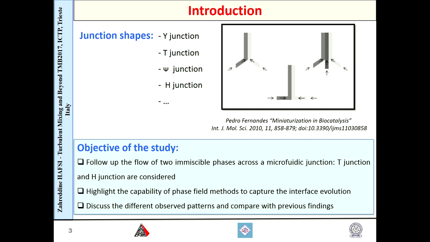The objective of this study is to follow the flow of two immiscible fluids. When we put two immiscible fluids across a microfluidic junction, what are the possible patterns that can happen and what are the phenomena that can be seen. And we'll highlight the capability of the phase-field method to capture the interface evolution compared to some previous methods. And we'll discuss the different observed patterns and compare with the previous findings.